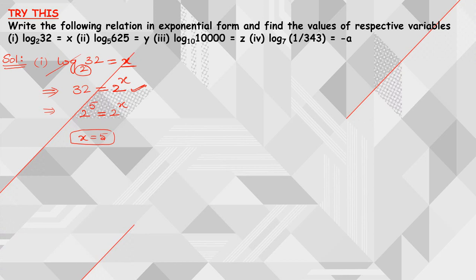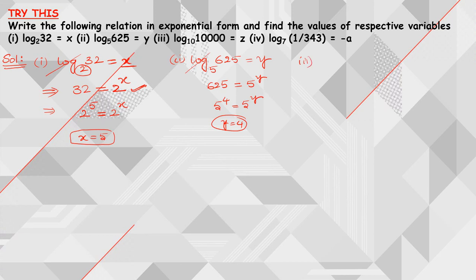Next, question number 2. Logarithm of 625 to the base 5 is equal to y. Now how can you write it? I think you got clarity about this. So I can write 625 is equal to, since I have cut out the log, 5 power y. Now 625 is nothing but 5 raised to the power of 4. So 5 power 4 is 625, which I can write as 5 power y. Since bases are equal, I can write y is equal to 4.